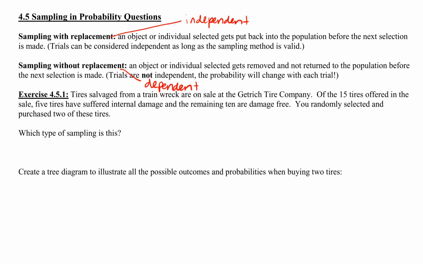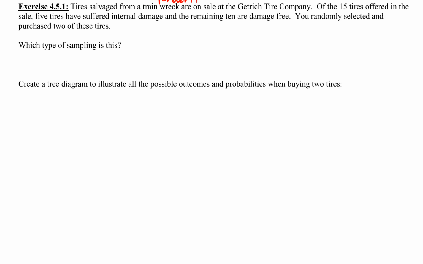So our first exercise here is about tires that are salvaged in a train wreck. So of these 15 tires that are being offered for sale, 5 of them are damaged, and the remaining 10 are damage-free. We are going to randomly select and purchase 2 of these tires. So here's our random selection. This is what keys me into the fact that this is a sampling question. And we are going to do this for 2 tires. So there's going to be a sample of 2. Very small sample, but it's still a sampling question.